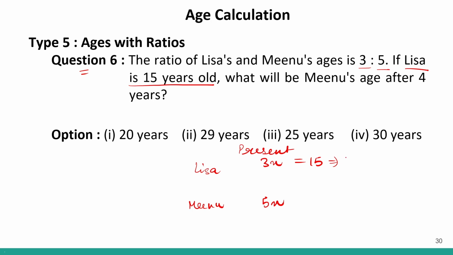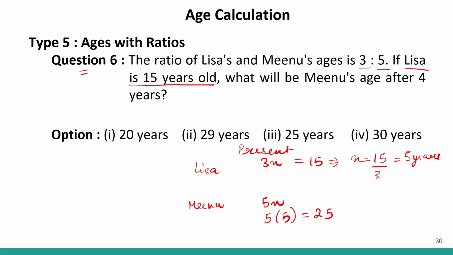I can find the value of x. X will be 15 by 3. 15 by 3 means 5 years. Correct? So if x equals 5 years, the value of Meenu's age will be 5 into 5. Meenu's present age will be 25 years.